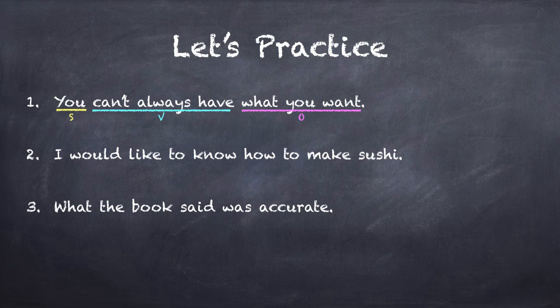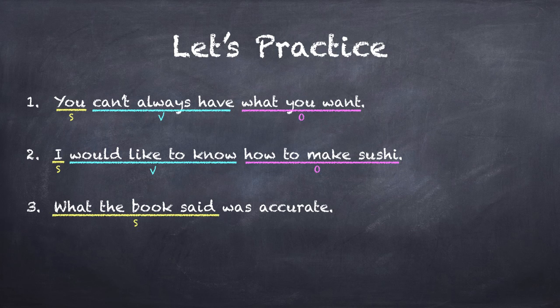In the second sentence, we have, I would like to know how to make sushi. I is the subject, would like to know is the verb, and how to make sushi is the object. Again, how to make sushi is the dependent clause in this sentence, and it is also the object of the independent clause.